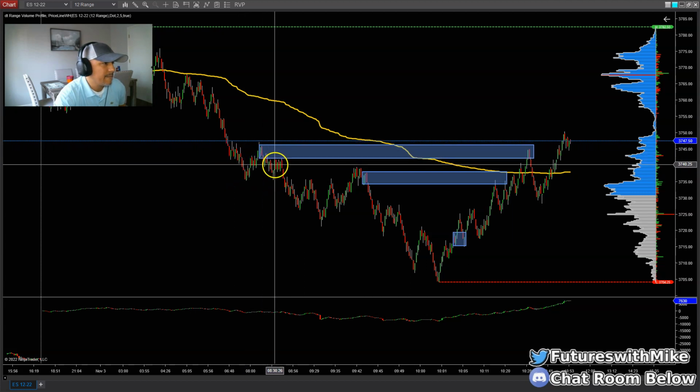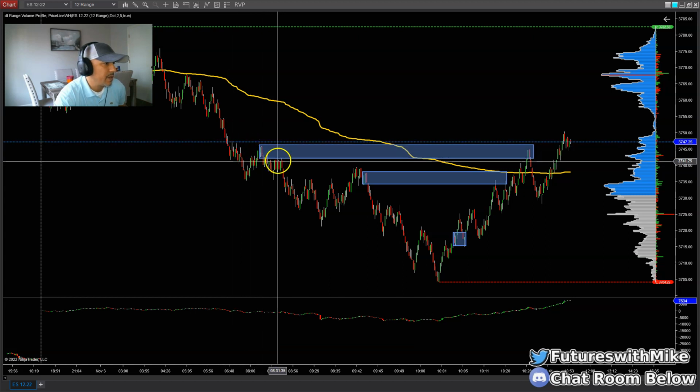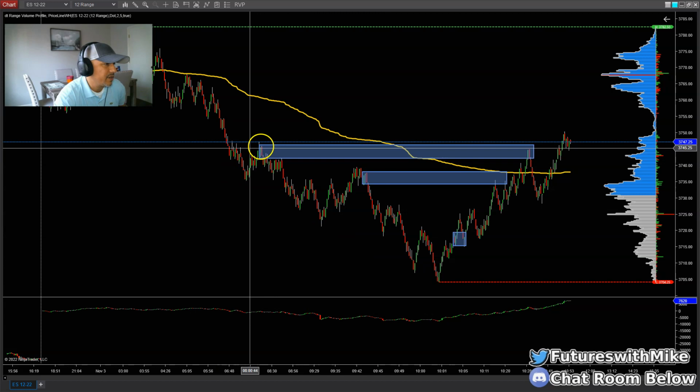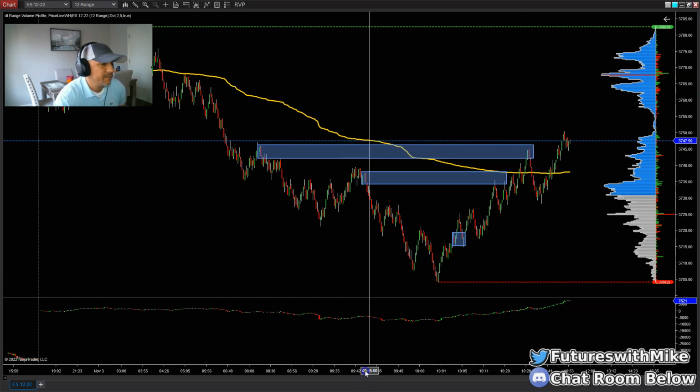Turned back around, it broke structure right here. Turned back around and broke structure back down to the downside, creating an area of supply right here. So if you know how to trade supply and demand, you know what I'm talking about. If you don't, guys, I highly recommend you learn supply and demand.